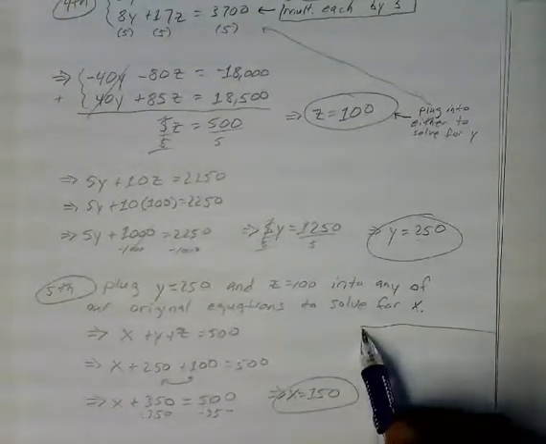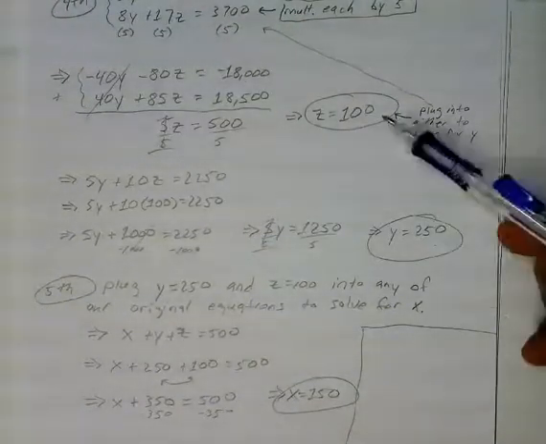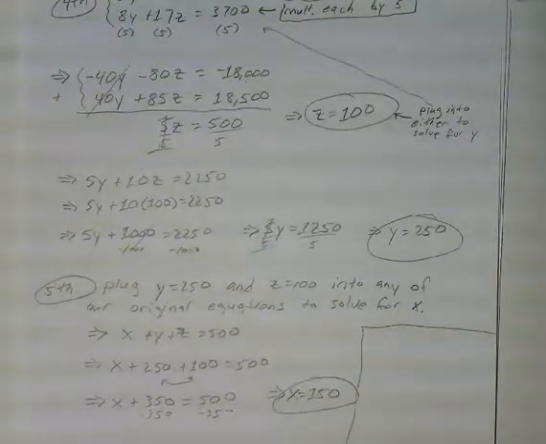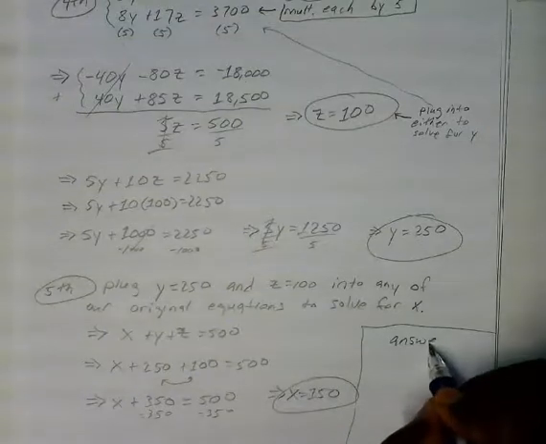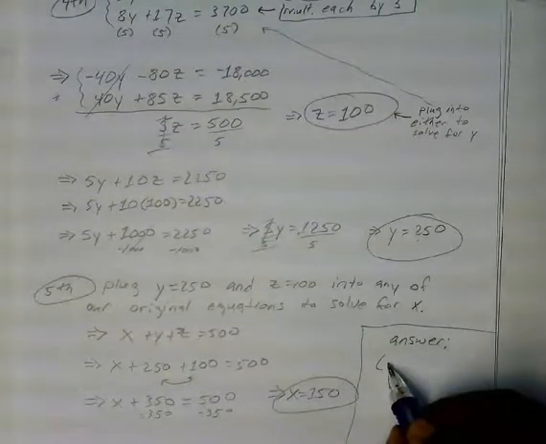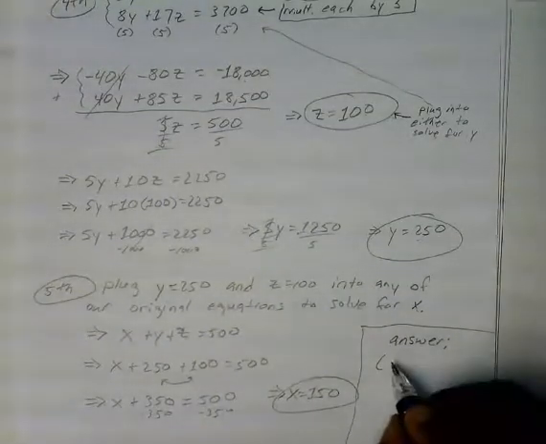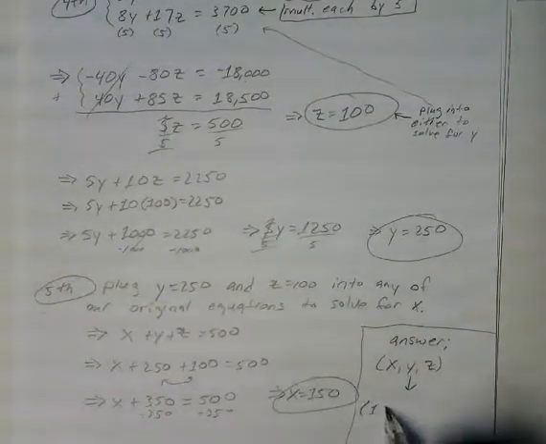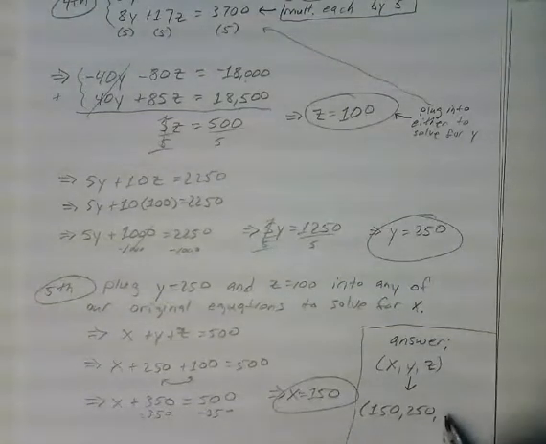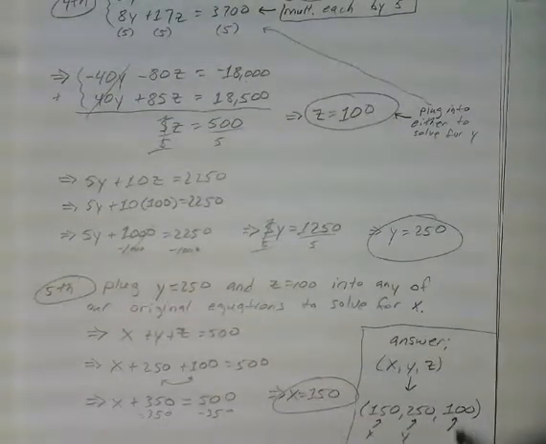Okay, so your answers will be x equals 150, y equals 250, and z equals 100. That would make all three of those original equations in this system true. Okay, now if you had to write that in another way, you have to write it as an ordered triple. You have an ordered pair, which is your x comma y. You have an ordered triple, which is your x comma y comma z, or just 150, 250, and 100. Where this is your x, your y, and your z.